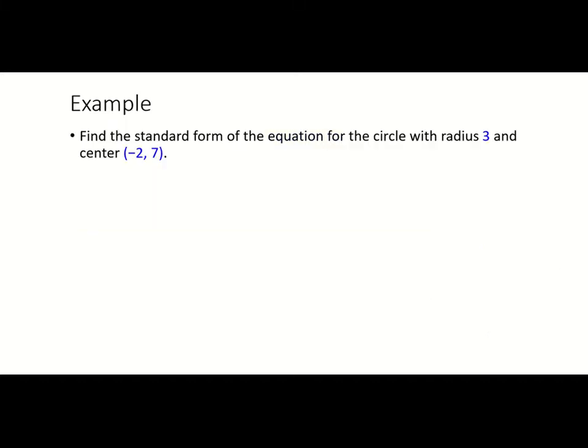All right, so now we are going to find the equation of the circle, and they have told us that we have a radius of 3 and a center of (-2, 7). So just as a reminder, your standard form for the equation of a circle is (x minus h) squared plus (y minus k) squared, and that is equal to the radius squared.